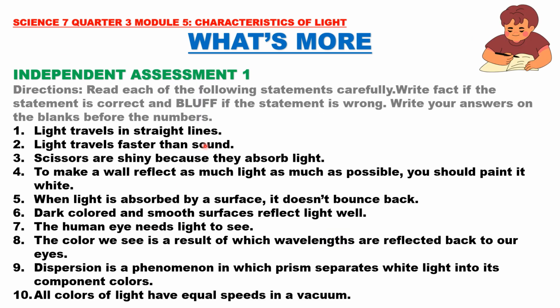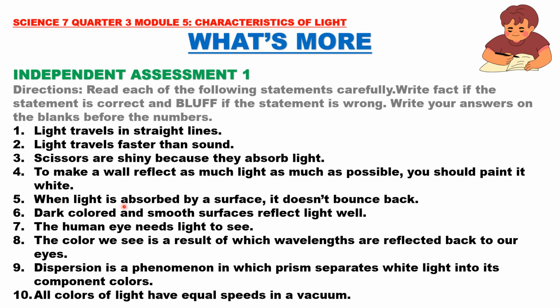Next, Independent Assessment 1. Read each of the following statements carefully. Write fact if the statement is correct and bluff if the statement is wrong. Write your answer on the blanks before the numbers. Number 1, light travels in straight lines. 2, light travels faster than sound. 3, scissors are shiny because they absorb light. 4, to make a wall reflect as much light as possible, you should paint it white.